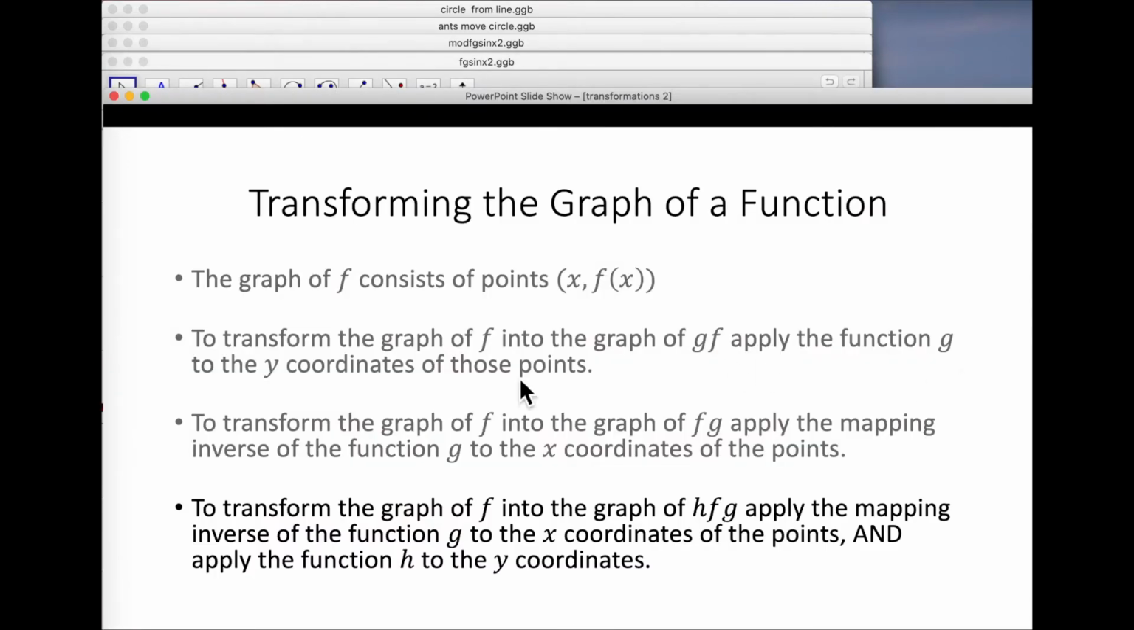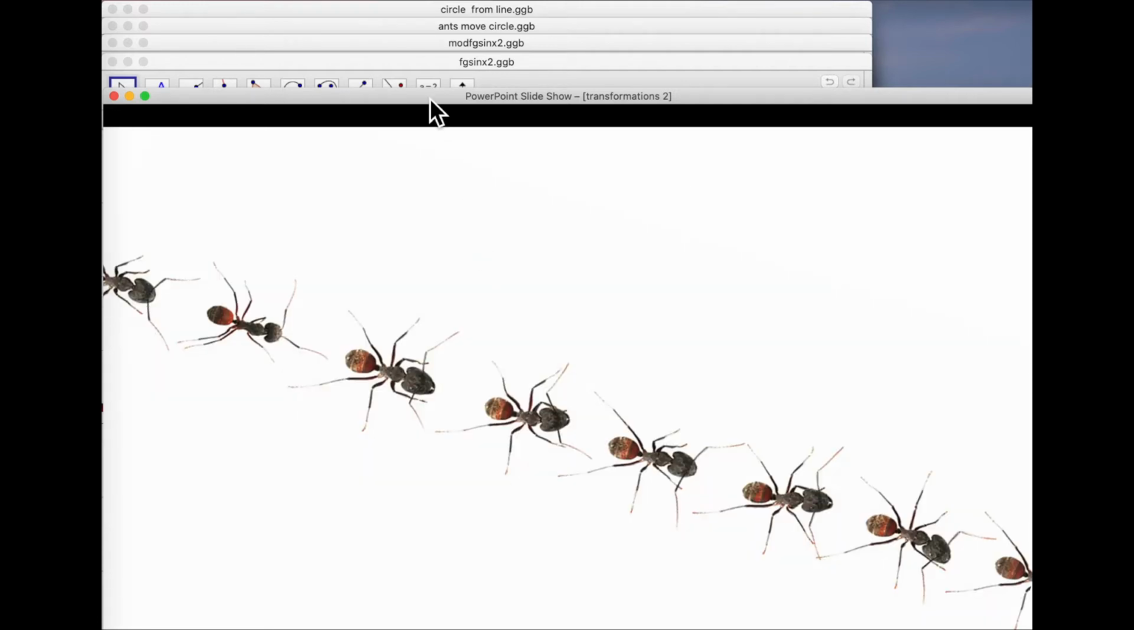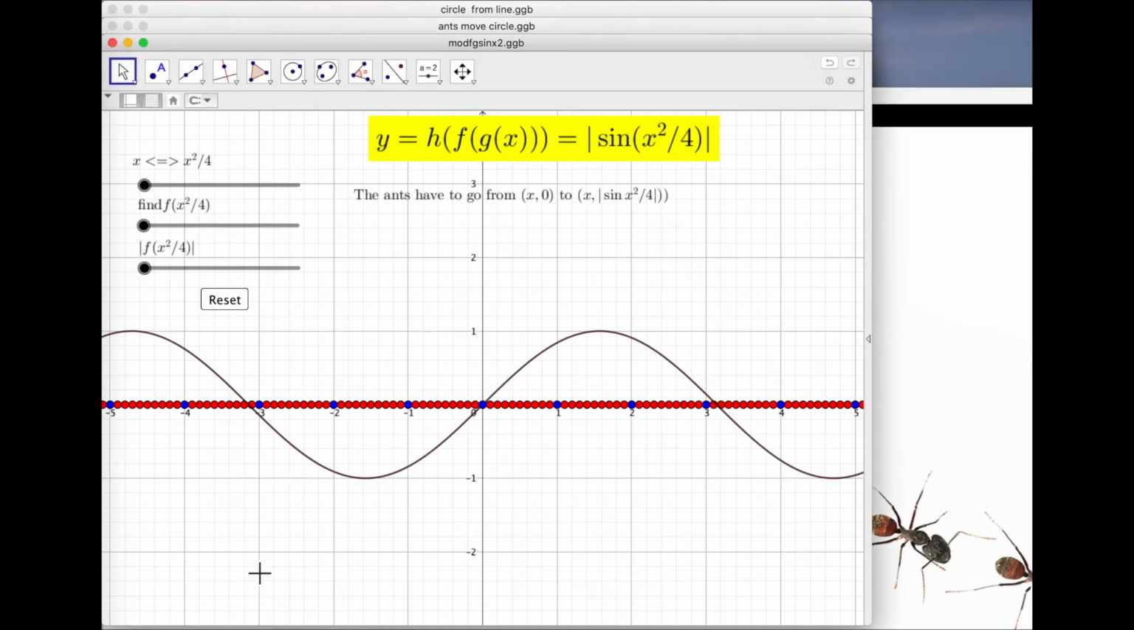Okay, so these are the same bullets we've already had. What I didn't mention last time is to transform the graph of f into the graph of hfg. So g is now a function applied to the input and h is a function applied to the output. We apply the mapping inverse of g to the x-coordinates of the points and apply the function h to the y-coordinates. So let's get the ants to do that as well with mod sine of x squared over 4.